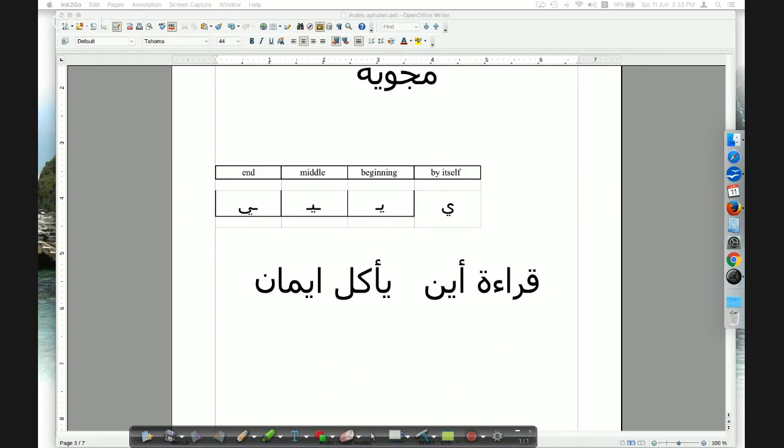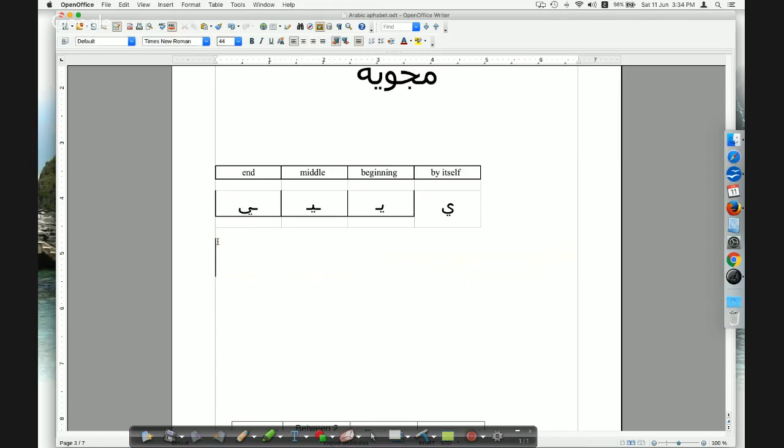How do I know if I read the letter na or da when it is in the middle? Na or da? There's a huge difference between na and da. Why are you going to be confused between da and na? I'm not sure why you are confused about it. Let us see. Na and da. This is na and this is da. They don't look the same. Why would you be confused about it?